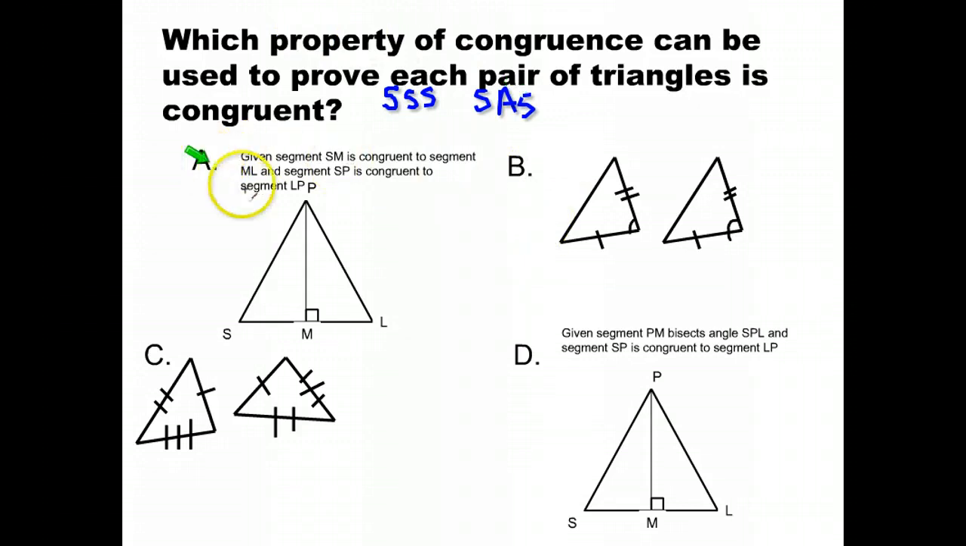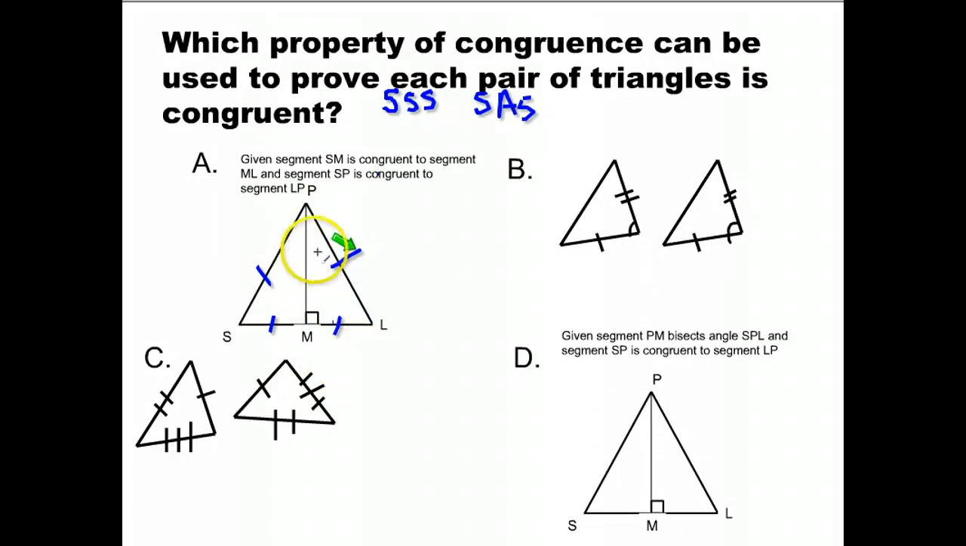Okay, so let's start with A. Given that segment SM is congruent to segment ML. Let's mark that. So the line going from S to M is congruent to the line going from M to L. And that segment SP, the line going from S to P, is congruent to LP, the line going from L to P. Can we prove that those two are congruent? And if we can, by which property?